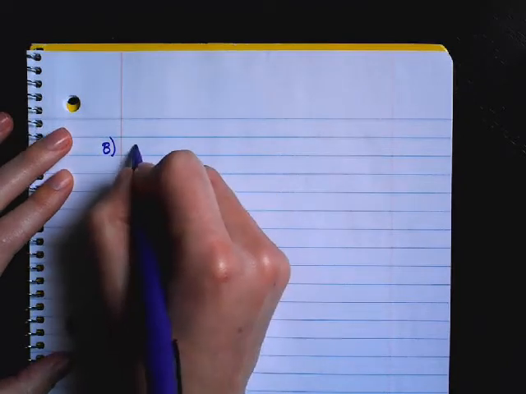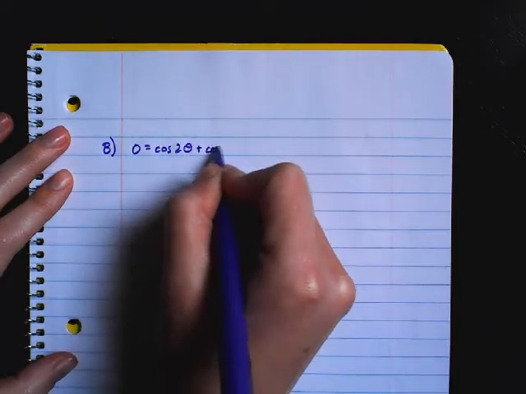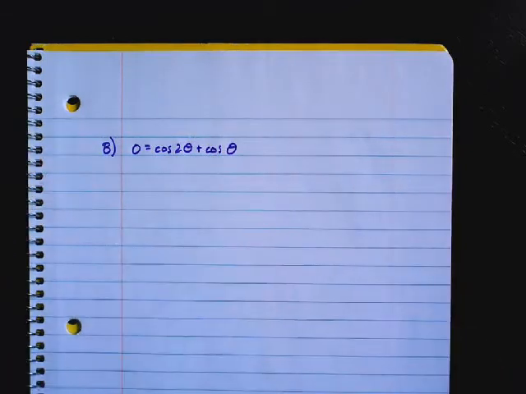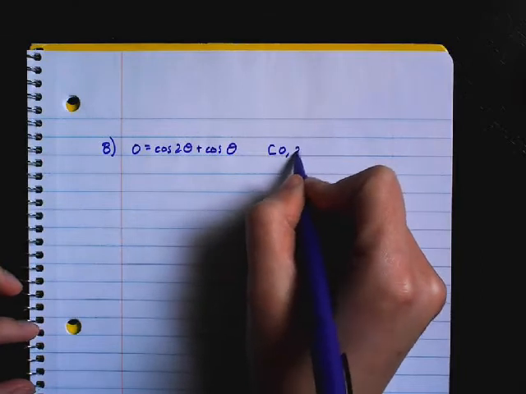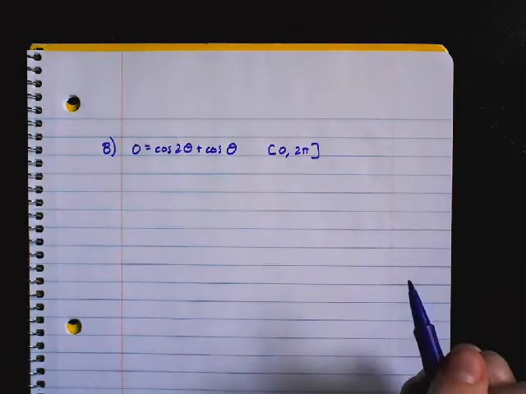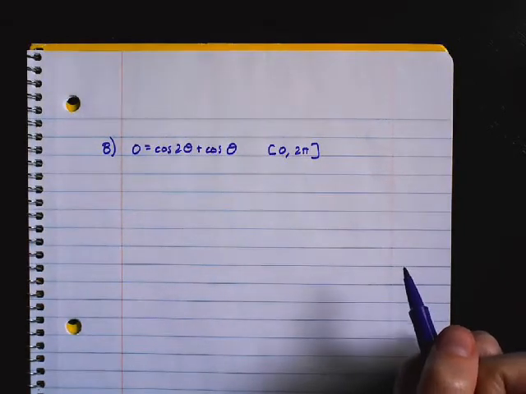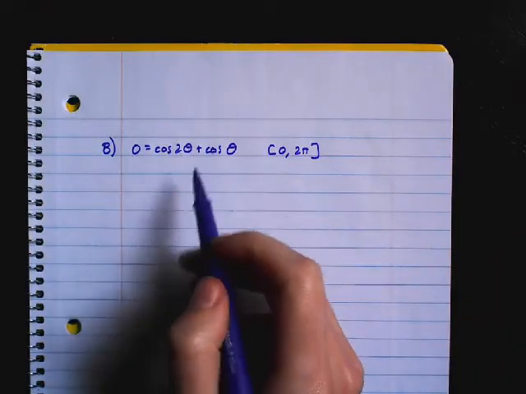is solve 0 equals cosine of 2 theta plus cosine theta. And I realize that on a couple of these, including this one, I forgot to explicitly mention that we're solving on 0 to 2 pi, but that's normally assumed unless it's stated otherwise when I solve trig equations, at least for now. Okay, so let's give this a go.